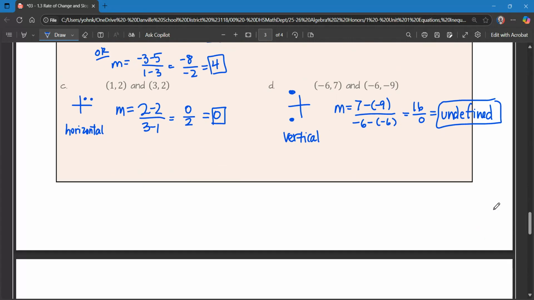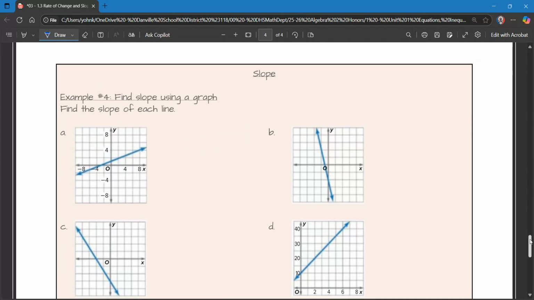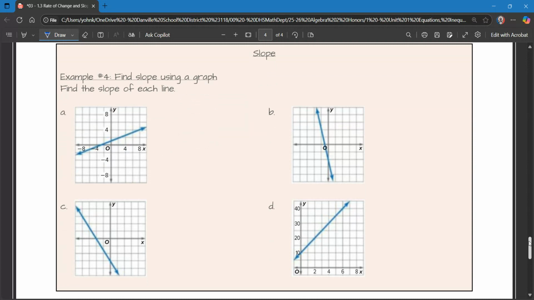All right, let's take a look at some pictures. Find the slope using a graph. So now instead of having the ordered pairs, we now have a picture. If you look at letter A, the first thing you should do is try to find some ordered pairs, places where the graph is going to cross the grid at nice spots. So I'm thinking there's one right here and one right here. Also notice that this graph is counting by 2's because the second mark is a 4.